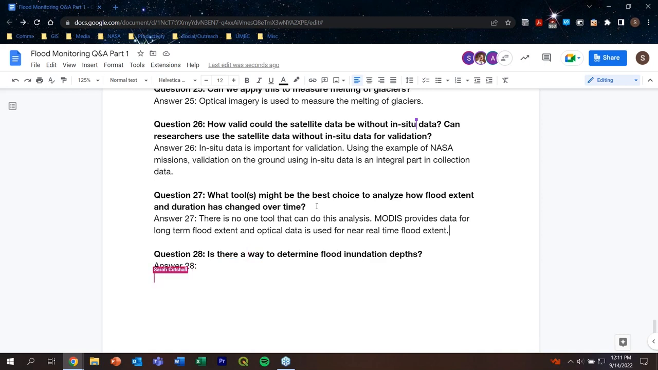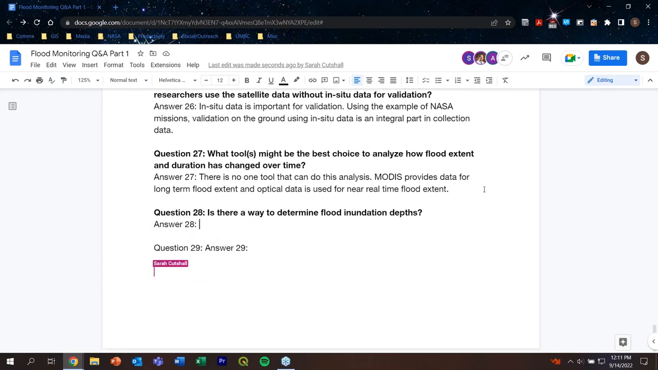Is there a way to determine flood inundation depths? When you have a routing model, like we're going to talk about next week, you have that information. Also for using a hydraulic model, where you already know channel depth and you also know surrounding areas, you can gauge flood depth. But a routing model should say that, yes.